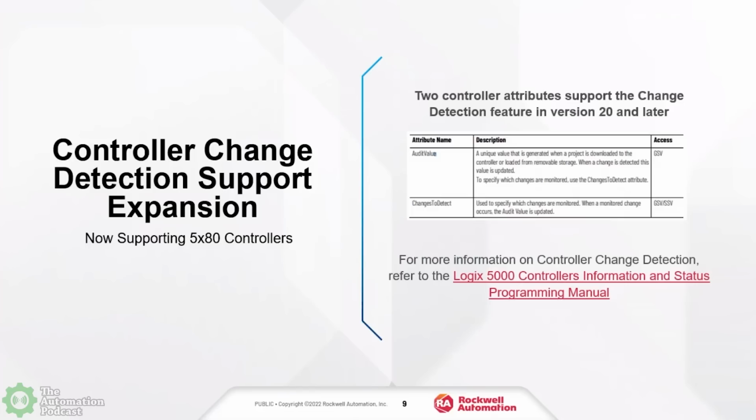Yeah, and I'm just going to repeat that for our audio only listeners. So if you want to know more about this controller change detection support, go to the literature library and check out the information and status programming manual. It's the Logix 5000 controllers information and status programming manual. And I'll be checking that too after the podcast to get back up to speed on that. But yeah, it's been out since version 20. So if you're not using it, you may want to check that out.